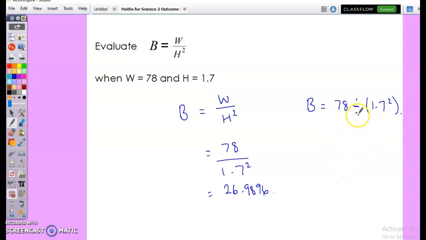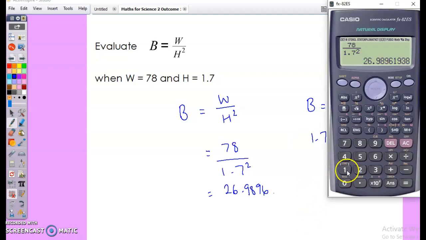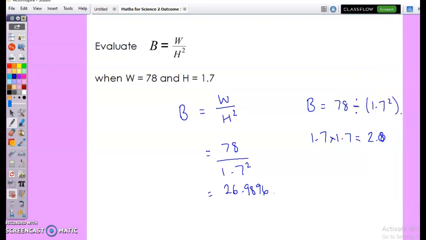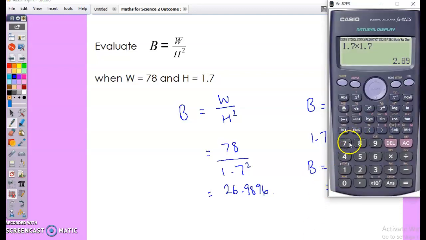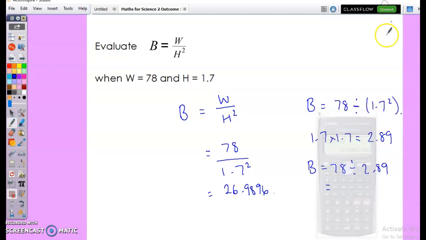You're actually best doing your 1.7 squared first. So do your 1.7 times your 1.7 and don't round it at this point to get 2.89. And then do 78 divided by 2.89. And you get to the same answer.